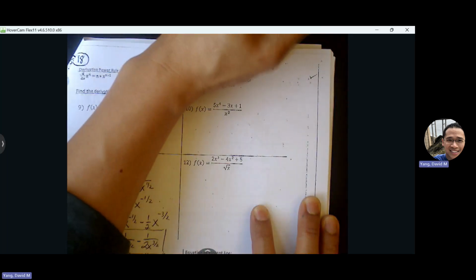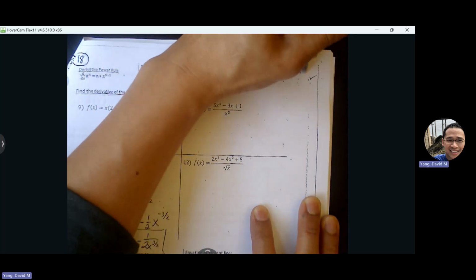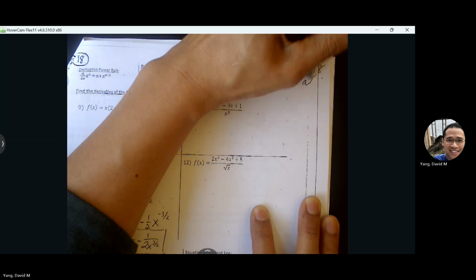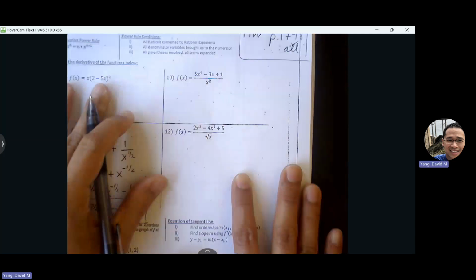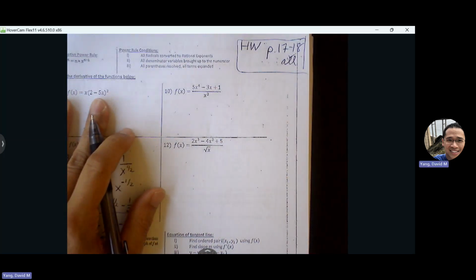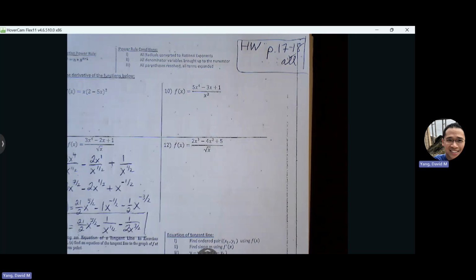Okay, your homework is just these 2 pages, page 17 and 18 all. You're just practicing with power rule. We'll practice with power rule some more tomorrow. And then we'll also start the next section as well.